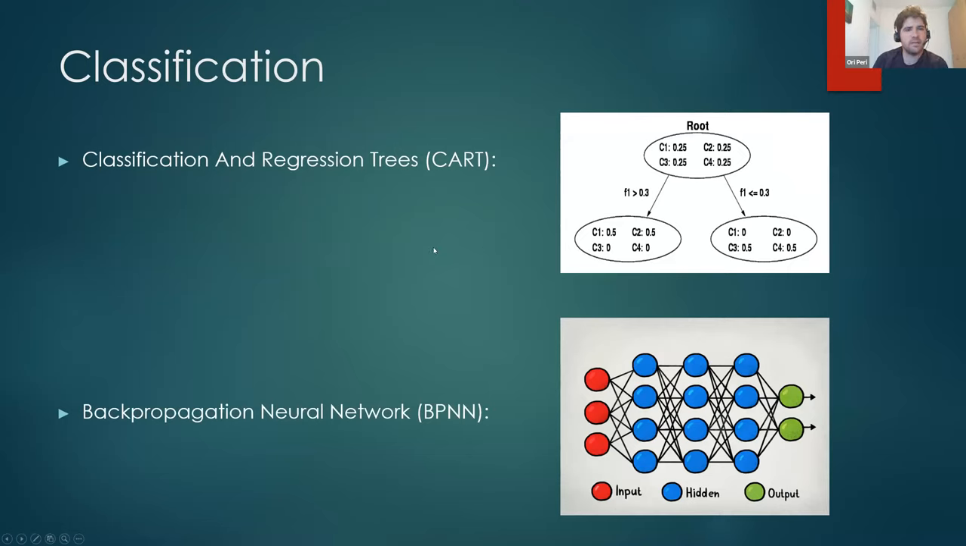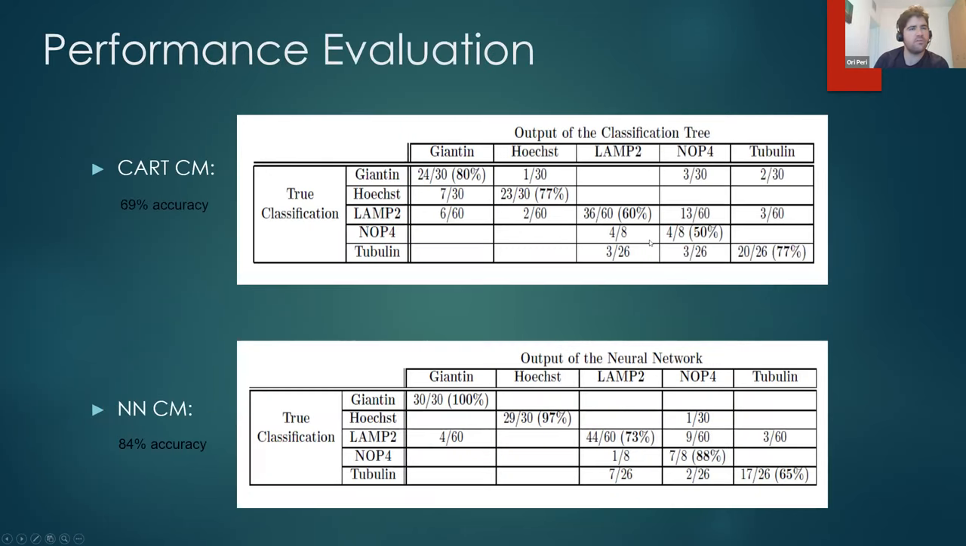The data they had, they separated into both train and test sets, and they used the train set in order to train both of the models. They did some slightly more sophisticated training for the backpropagation neural network, and they just continued training as long as the loss decreased, and then they stopped.